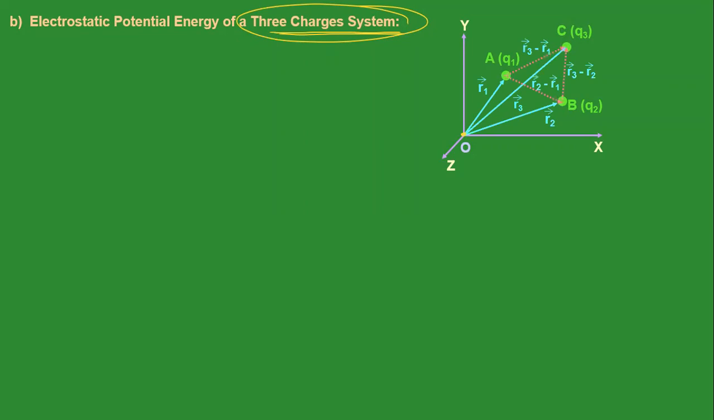Now the distances between the charges we can consider. Distance between charge 1 and 3, then 1 and 2, then distance between charge 2 and 3. These are the distances, R13, R12, R23. Or we can write it in vector form also. You can remember in this format, or in vector format.